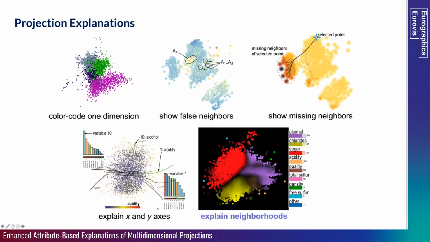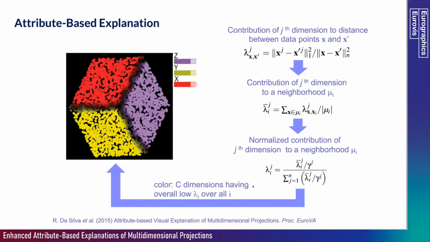Or we can explain which variables map best to the spread of the points along the x, respectively y-axis of the scatter plot. But this assumes the projection behaves uniformly in a global sense. And finally, we can explain local neighborhoods or close points in the projection. This is a class of techniques that I'm going to focus on next.